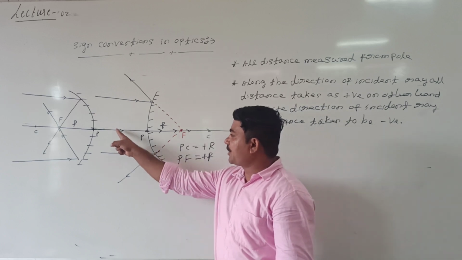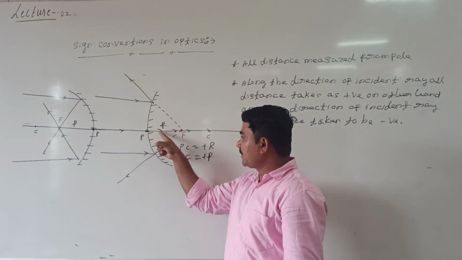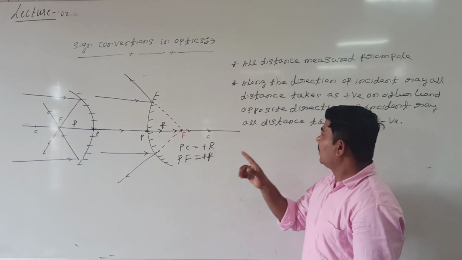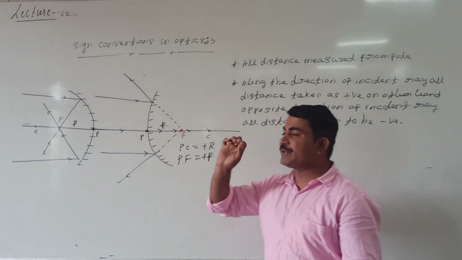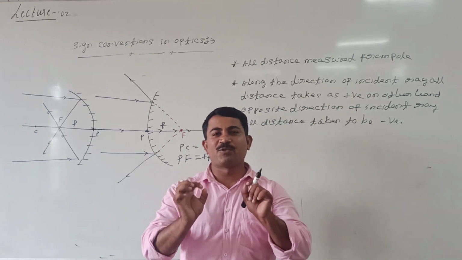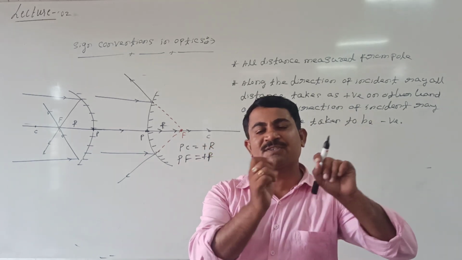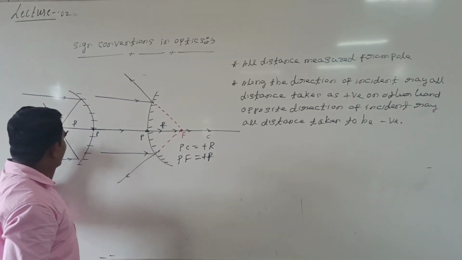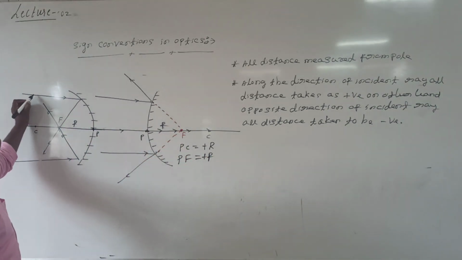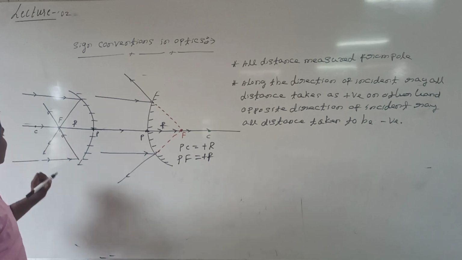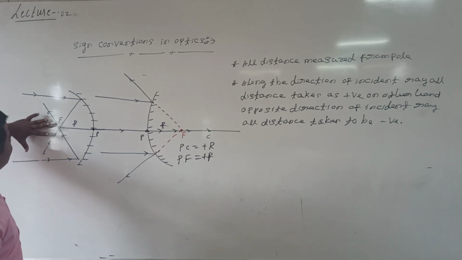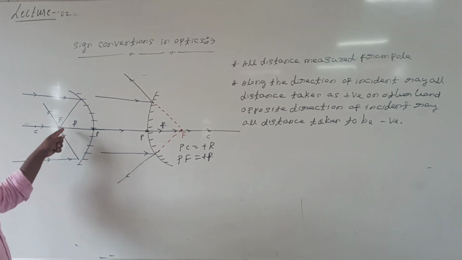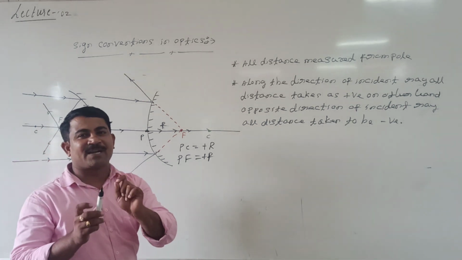Along the direction of the incident ray, all distances are taken to be positive. On the other hand, opposite to the direction of the incident ray, all distances are taken to be negative. See here, in what direction does the ray of light go? Now look at this figure. In this direction the ray of light goes, so opposite to the incident ray, all distances are taken to be negative.